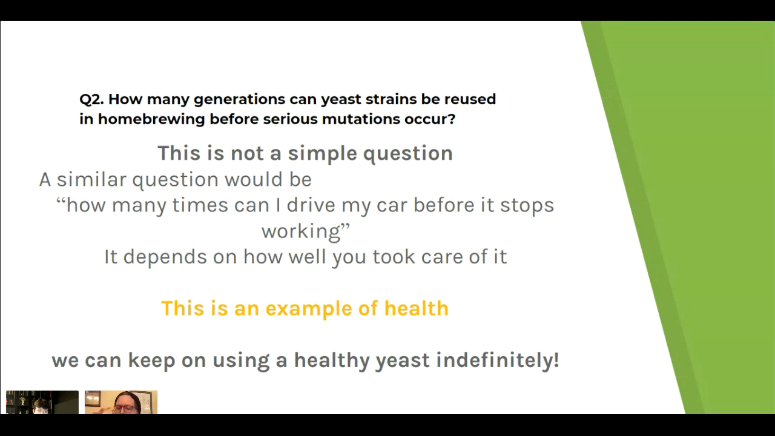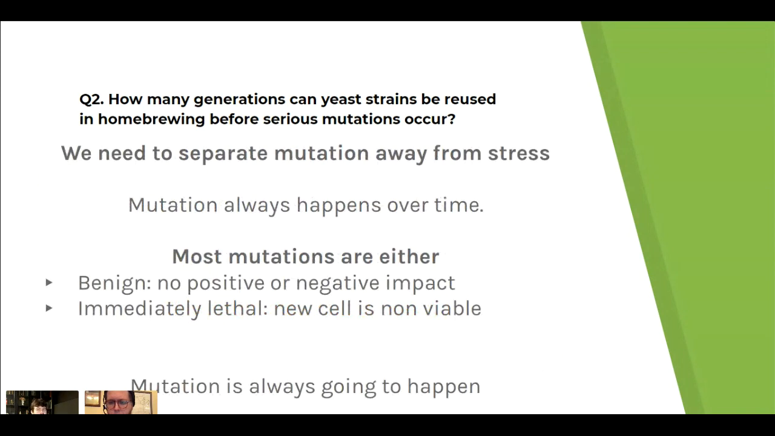We can keep on using healthy yeast indefinitely. There are a handful of brewers that have been using the same yeast culture, so to speak, for decades. But this is where we have to determine the difference between cell health and mutation. So mutation always occurs. It's never not occurring. Cells are always mutating. We are always mutating as well, by the way. Now, most mutations are benign. They have no positive or negative impact on the cell. They just happen and they're just there.